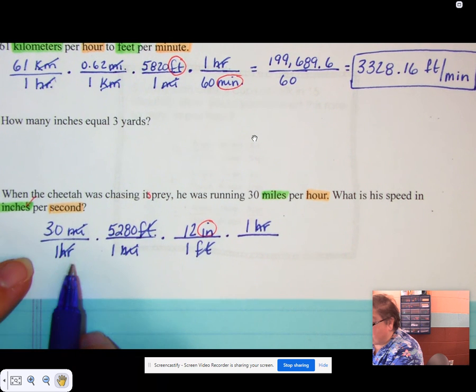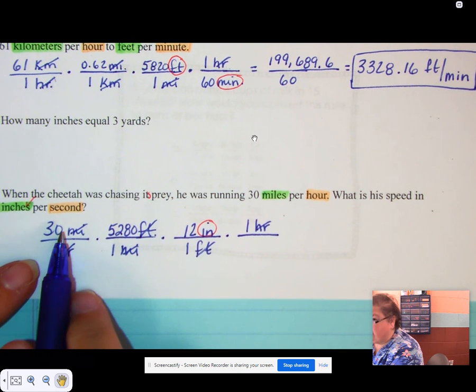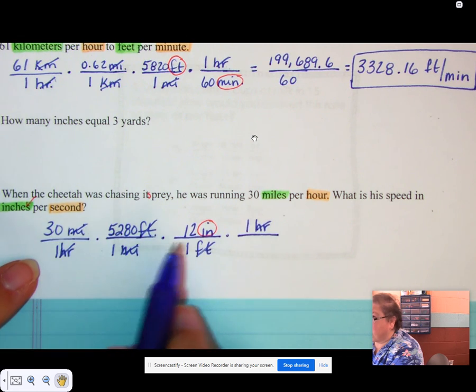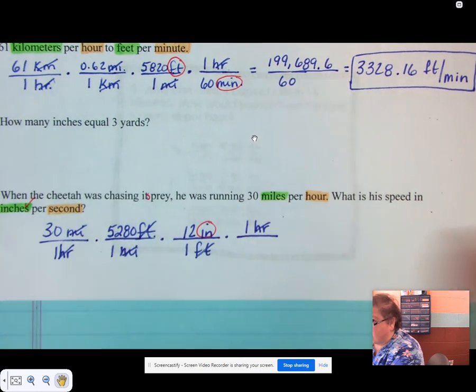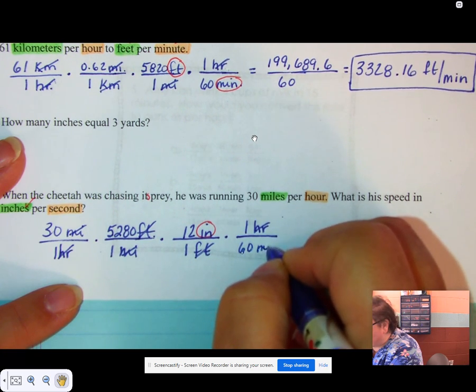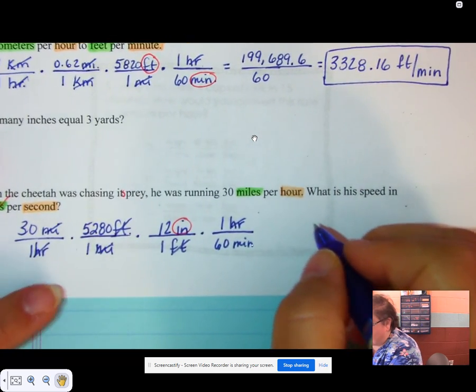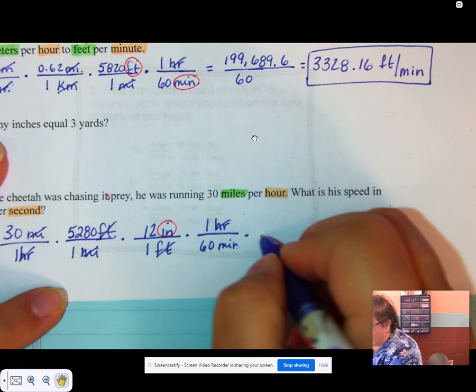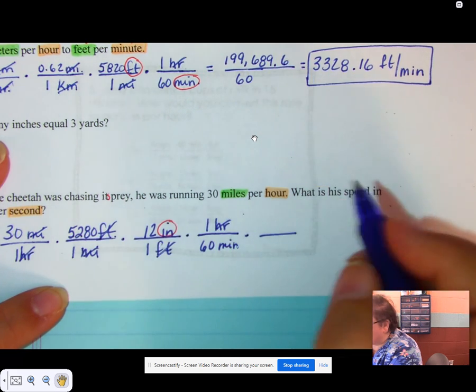Can I go straight from hours to seconds? You can if you know what that is. But for here and for notes, I want you to go one increment at a time. So in 1 hour, we have 60 minutes. Okay? Now I've got to get rid of minutes. Can I go from minutes to seconds and get there?